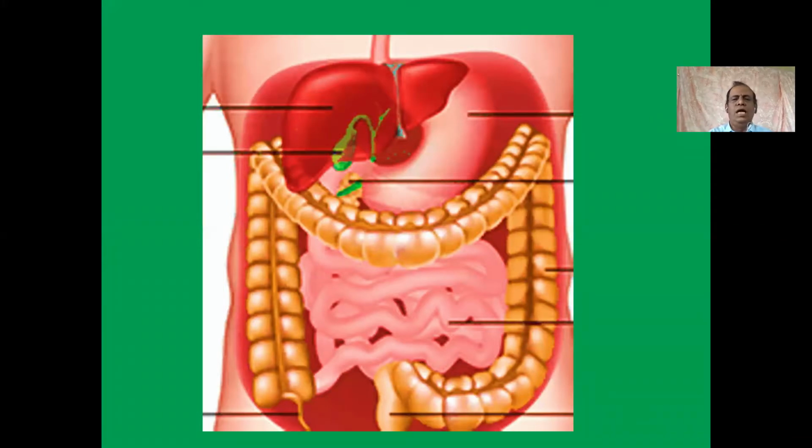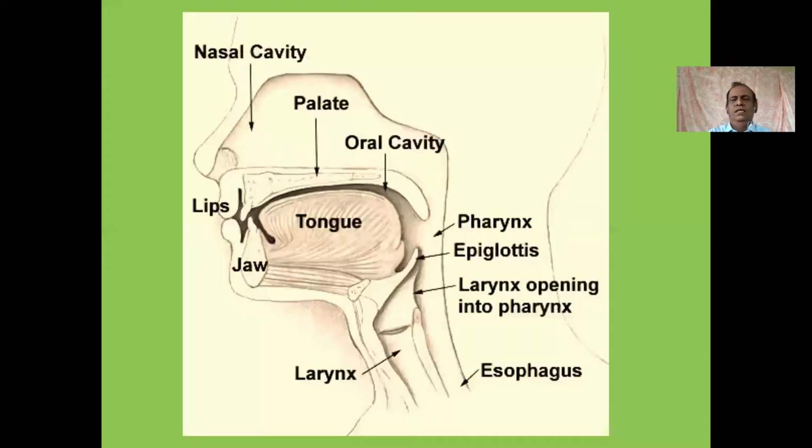Here, this is the structure of our abdominal cavity. The important part is the stomach, which stores food temporarily. The accessory glands are also here: the liver, gallbladder, and pancreas. The small intestine with the duodenum, and the large intestine. Those are the parts found in the abdominal cavity.